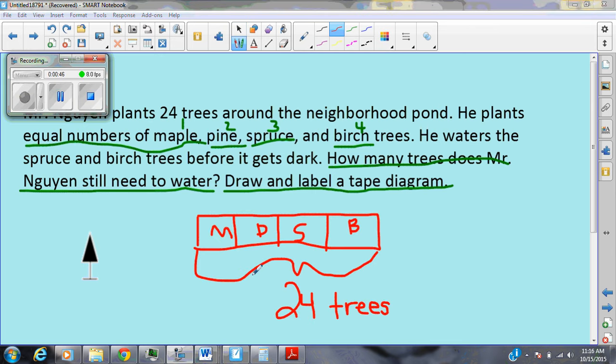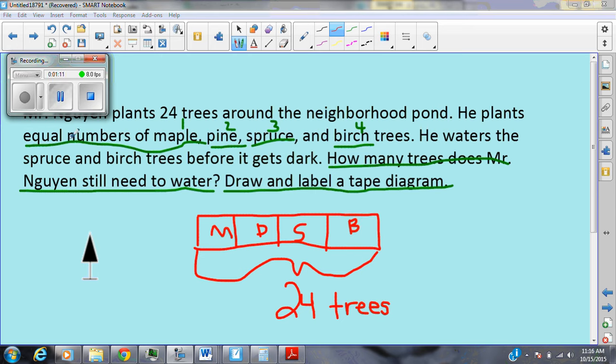So on my tape diagram, I have my whole, which is 24 total trees. I have the types of trees that he plants: maple, pine, spruce, and birch. And I know that he has equal numbers of it. So I made 4 equal parts, 1 part for each tree here. So I know I'm going to have these 4 parts make up the whole, and I have to try to figure that out.